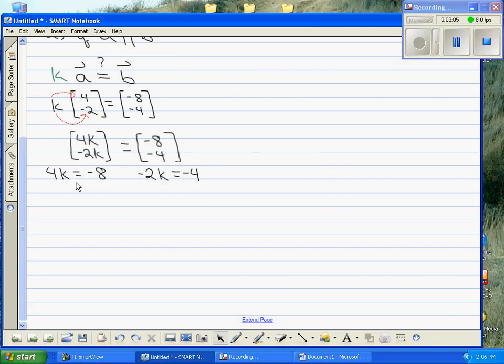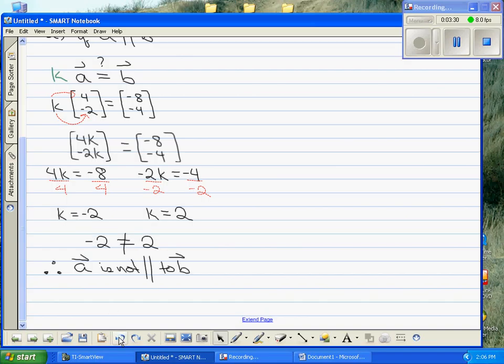First, I'm going to solve for the x component. I divide both sides by 4, and that gives me k equals -2. Now I'm going to solve for the y component. I divide both sides by -2, and that gives me k equals 2. Note that -2 does not equal 2. What that means is that there does not exist a k to make one vector equal the other. Therefore, A is not parallel to B.